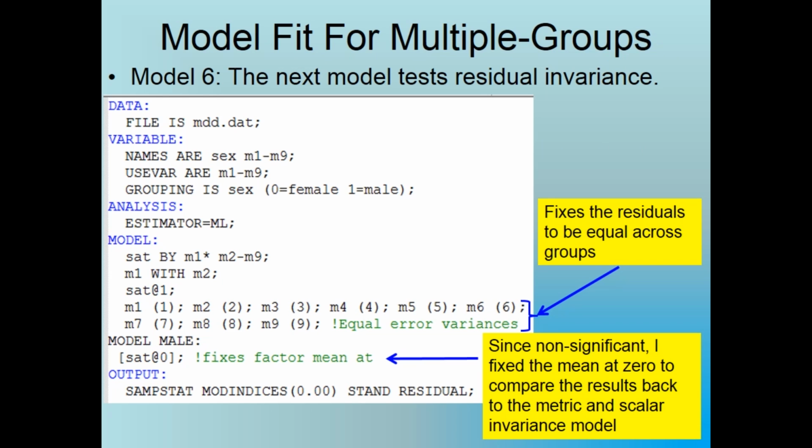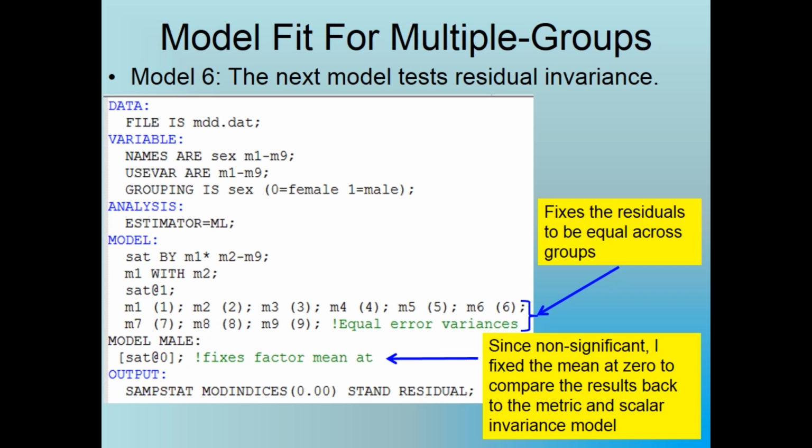To do this is a little bit different than we had before. As you can see, the new code we have is M1 in parentheses 1 semicolon. Now that's going to fix the error variance to be equal across our males and females for item M1. M2 in parentheses 2 will make the error variances for M2 to be equal across the two groups. Same thing happens. So basically, the parentheses from 1 to 9 are all telling Mplus to have equal error variances for both my males and females.